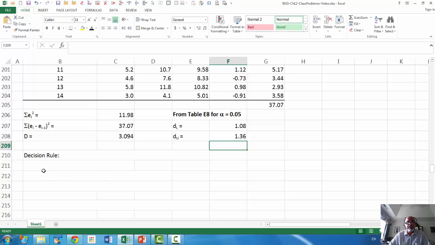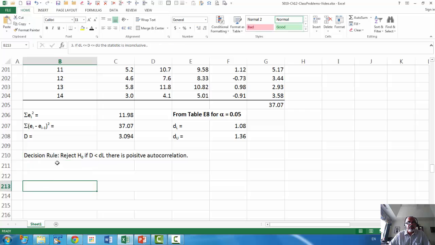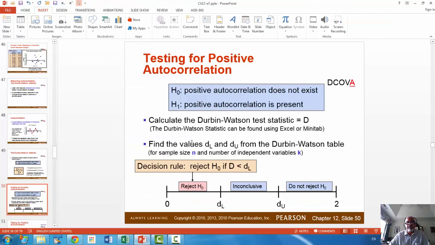Okay. So our decision rule then is reject H0 if d is less than d sub L. So here is the decision rule. Less than d sub L we reject. Greater than d sub U, do not reject. Anything in between is inconclusive.